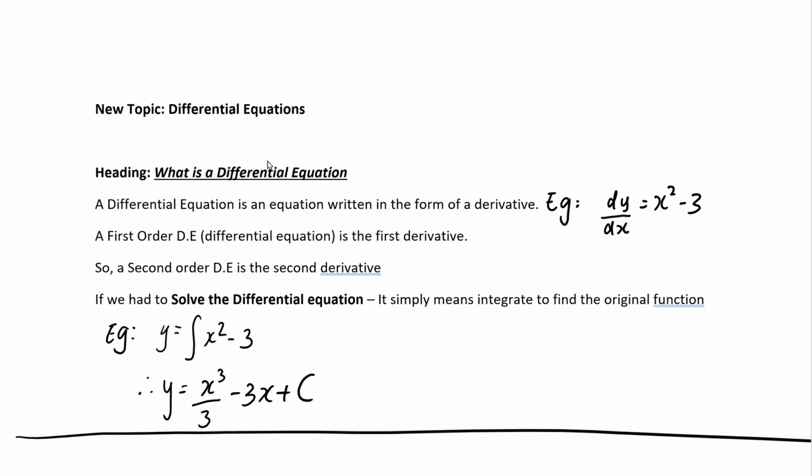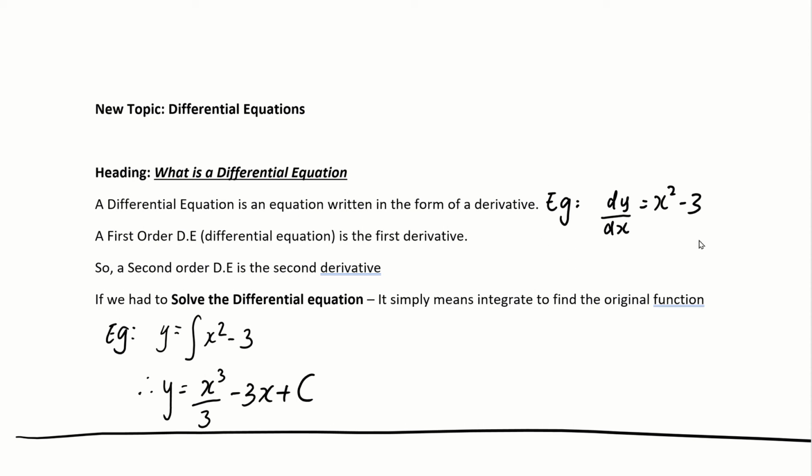So the first heading I want you to put today is what is a differential equation, and let's talk about what it is. A differential equation is just an equation that is written in the form of a derivative, whether that be the first derivative, second derivative, third derivative, or so on. So it's when you have the derivative of one term with respect to another. When they call it a first order differential equation, it's just the first derivative. So second order, second derivative, and so on.